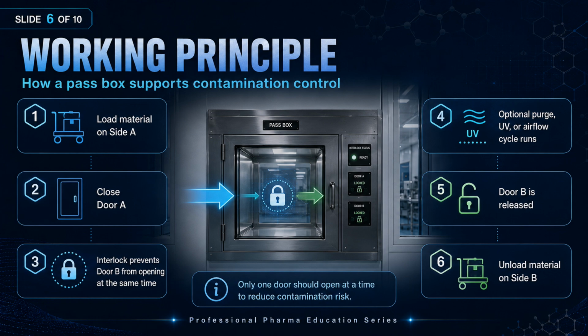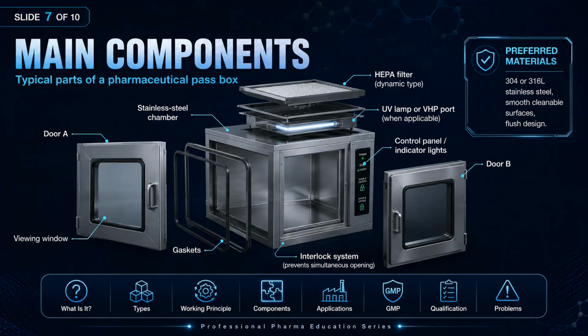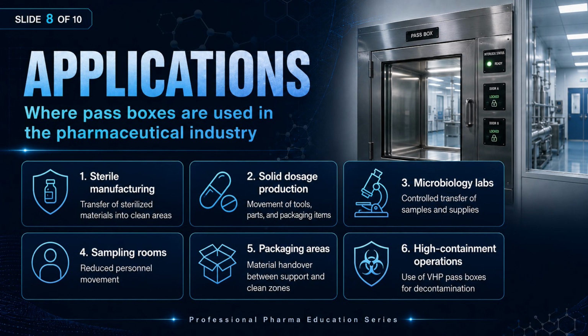Main components. A pharmaceutical pass box normally includes a stainless steel chamber, two sealed doors, viewing windows, gaskets, interlocks, and status indicators. Dynamic or decontamination models may also include HEPA filters, blowers, UV lamps, pressure sensors, or VHP injection and aeration ports. Applications. Pass boxes are used in sterile production, solid dosage manufacturing, microbiology laboratories, sampling rooms, and packaging areas.